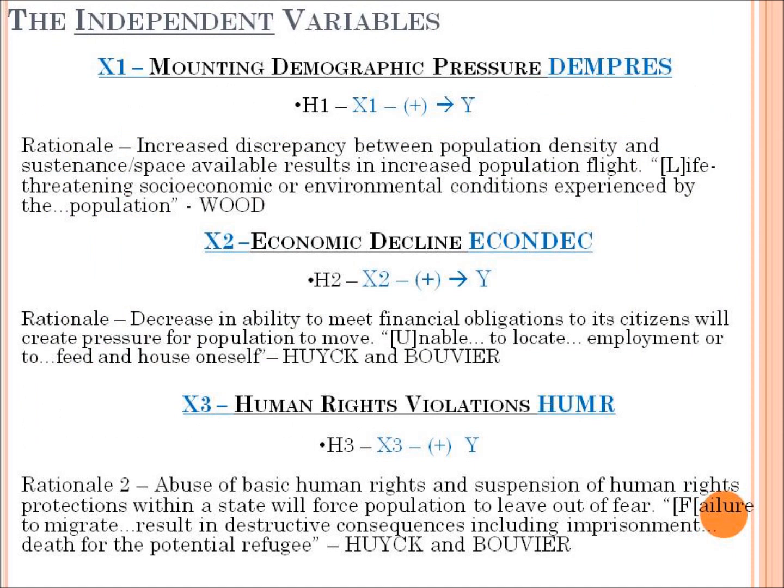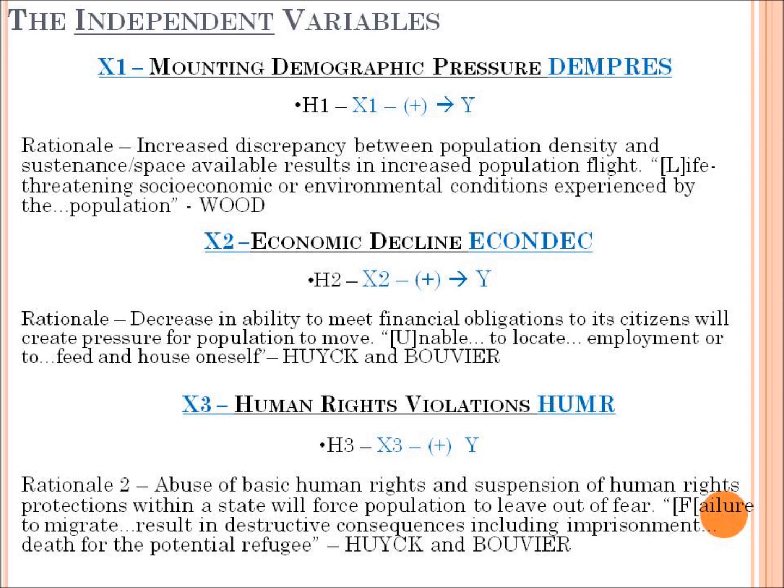My independent variables are the following. X1 is mounting demographic pressure, coded as DemPress. My hypothesis is based on William B. Wood's article that tells us that socioeconomic and environmental conditions are enough for a population to flee. So, increased discrepancies between population density and sustenance increase population flight because the population can't stay where they cannot sustain themselves. Demographic pressure will positively influence human movement.